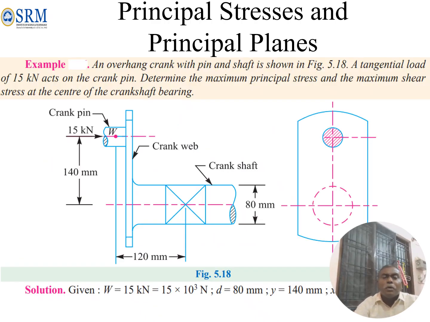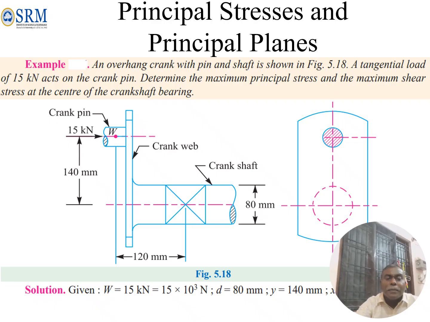Here the second problem is an overhang crank with the pin and shaft. Here also there is one view. Mainly we have an axial load, tensile or compressive. A tangential load of 50 kN acts on the crank pin. Find the maximum principal and maximum shear stress acting at the center of the crankshaft bearing. So all the values are given.